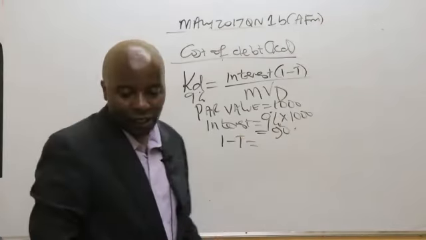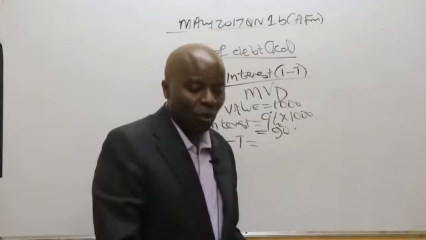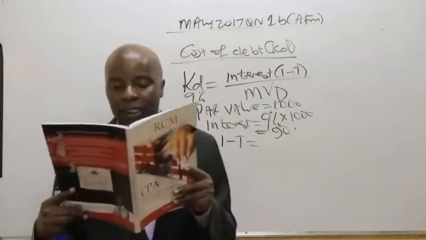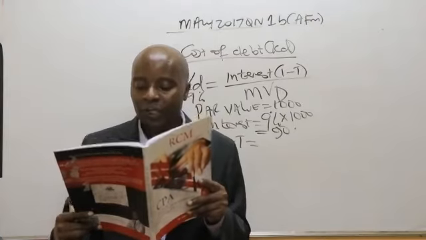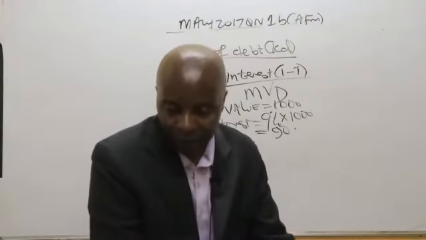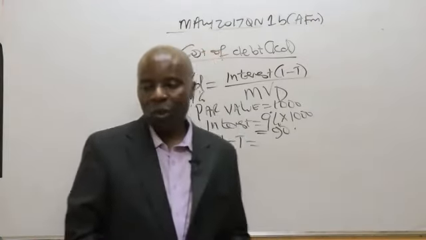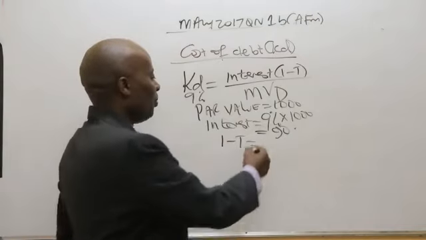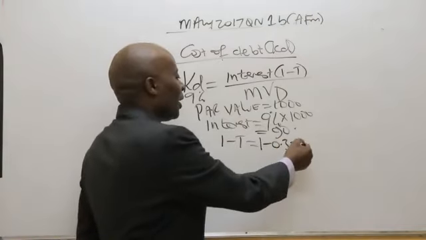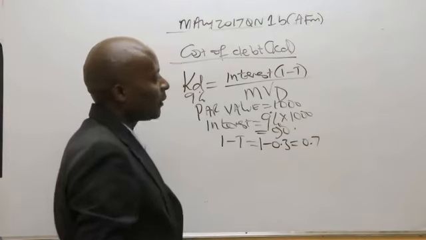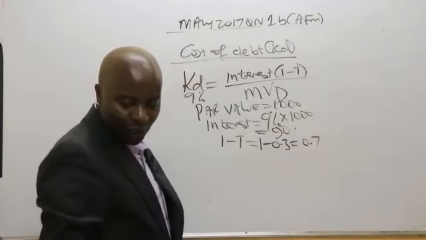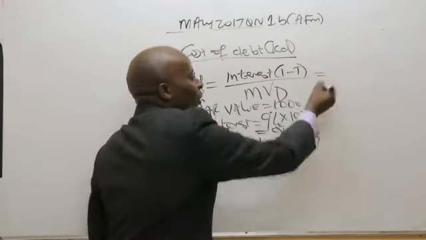And then, ladies and gentlemen, I have here 1 minus taxation. The tax figure that we have in this question, if you look at our third paragraph, is 30%. So 1 minus 30% will be 1 minus 0.3. That gives us 0.7. So go ahead and do the plug-in.